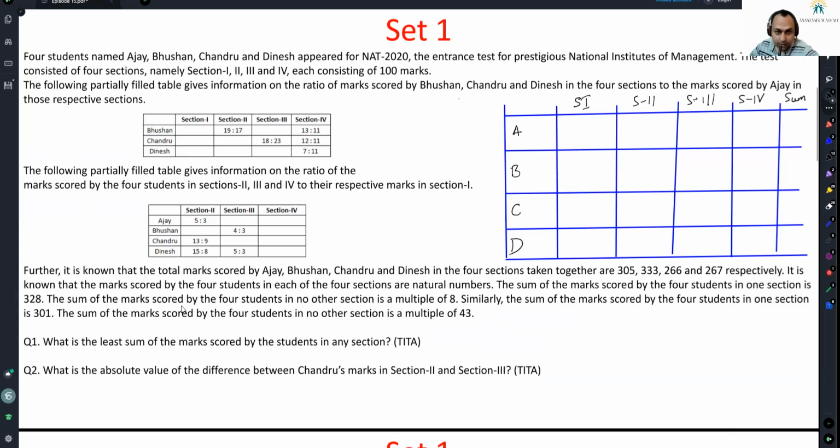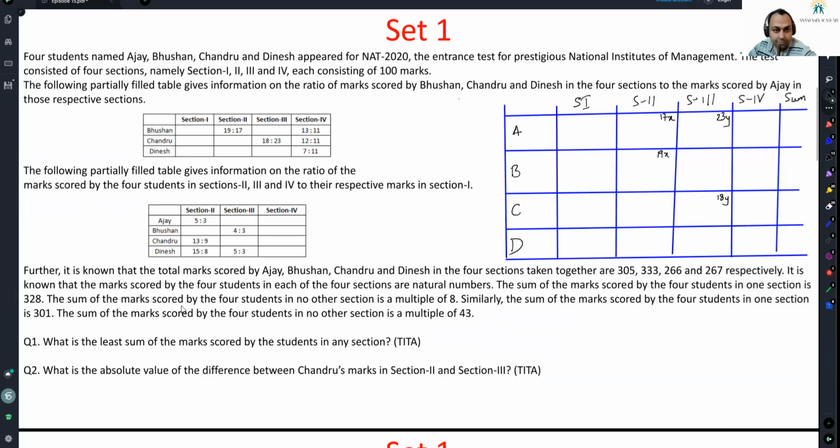Now see, given that all the information is in ratio form, go ahead and write it in ratio form right now using whatever variables you can. So Bhushan and Ajay in section 2, that score is 19:17. So if this is 19x, this is 17x. Okay. Now for section 3, Chandru's score is 18. So this is 18y. This is 23y.